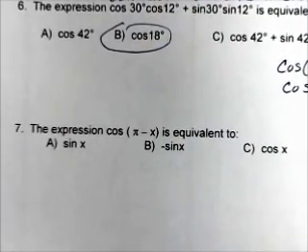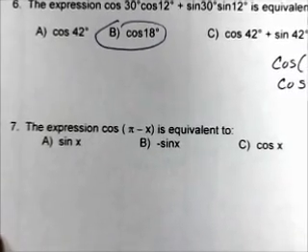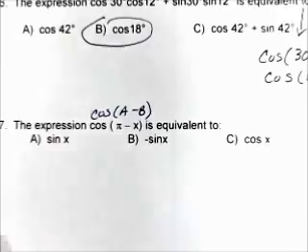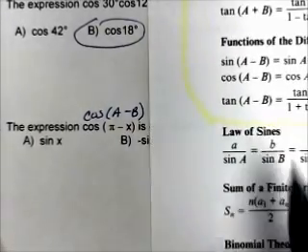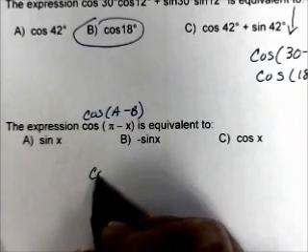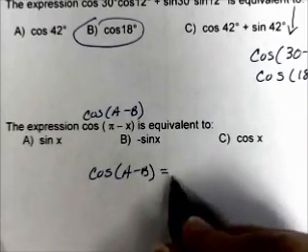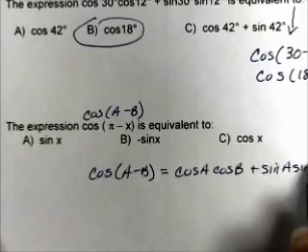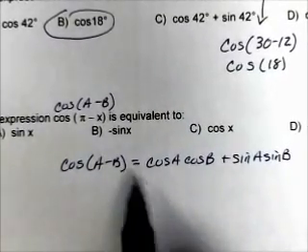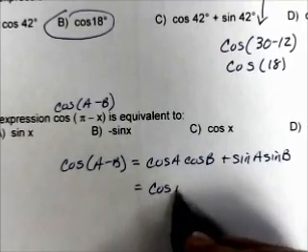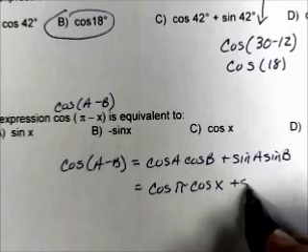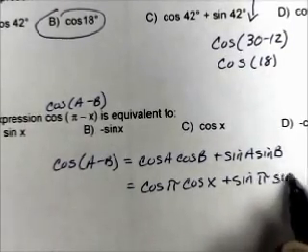Number 7, the expression cosine of pi subtract x is equivalent to, all right, so this is the cosine of A minus B. Cosine of A minus B, cosine A times cosine B, plus sine A times sine B. Now A is pi, so this is going to be the cosine of pi times, and B is x, times the cosine of x, plus the sine of pi times the sine of x.